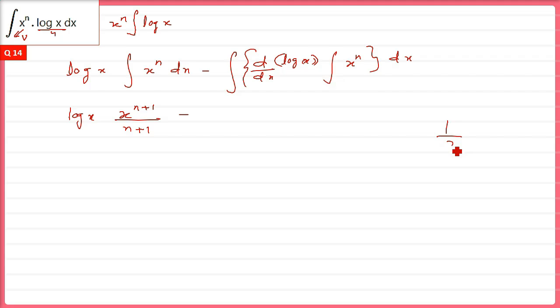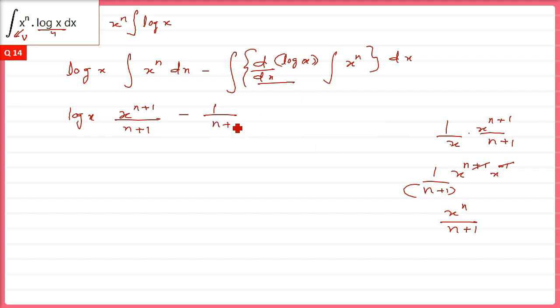Now what is the differentiation of log x? It's 1 by x. The integral of x to the power n will be x to the power n plus 1 by n plus 1. So x to the power n plus 1 into x to the power minus 1, because x goes up. n plus 1 is a constant, and it remains downstairs. The powers will be added, n plus 1 minus 1, so that will be x to the power n by n plus 1. So this now has to be integrated.